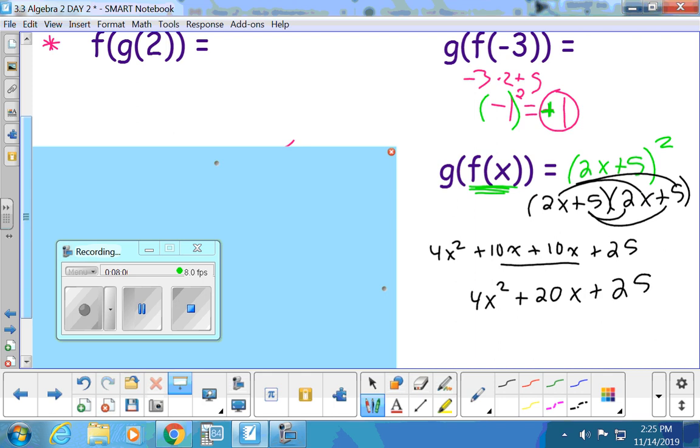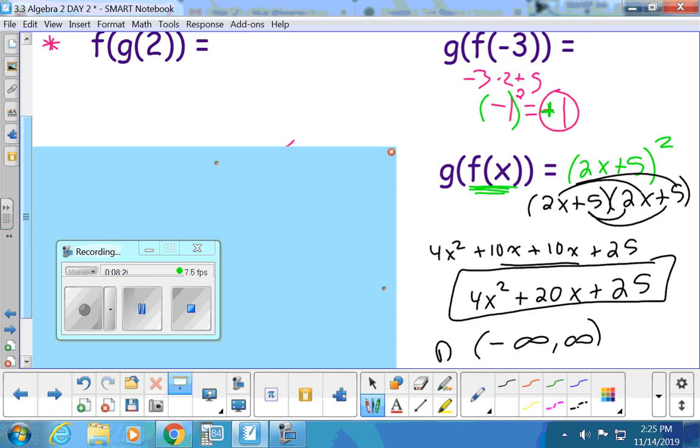Grace, what do you think the domain is? Me and Grace were having domain discussions over there. Yeah, so what values could I put in for x and get a real solution? Actually, any number in the whole world. You can square a negative, right? So it's negative infinity through infinity for the domain.